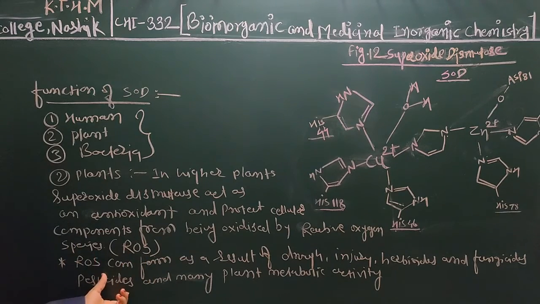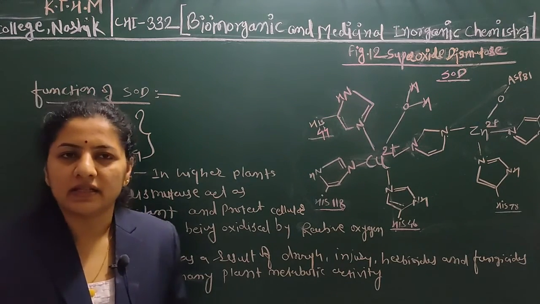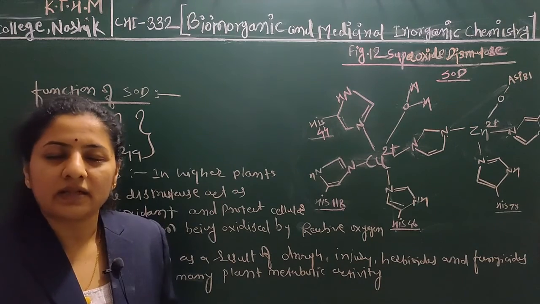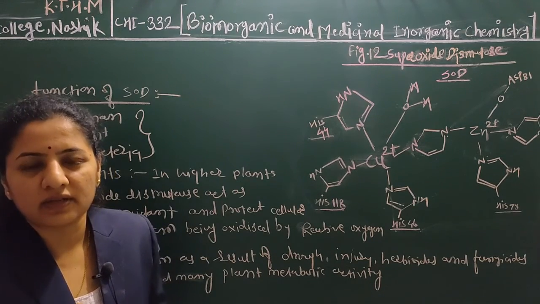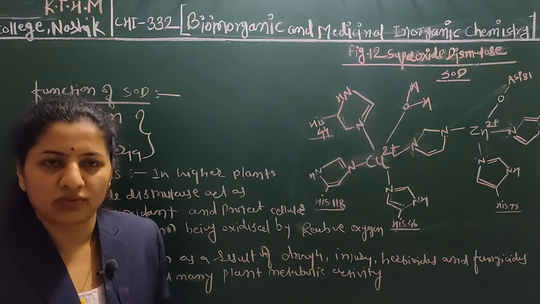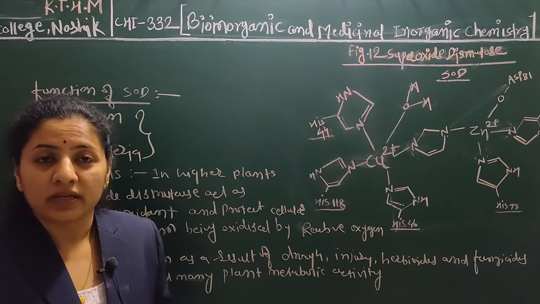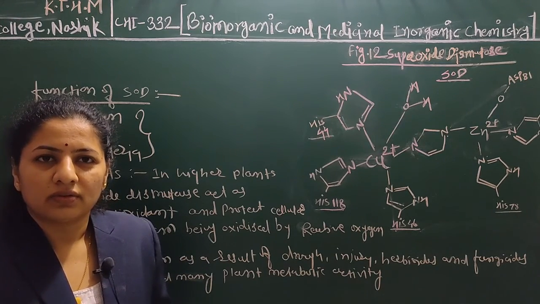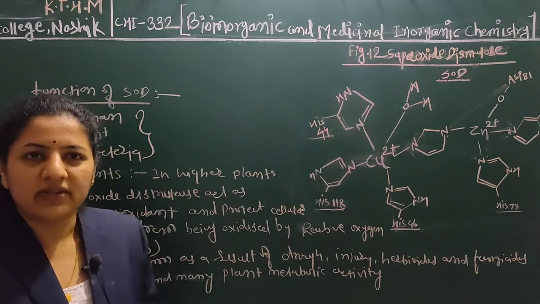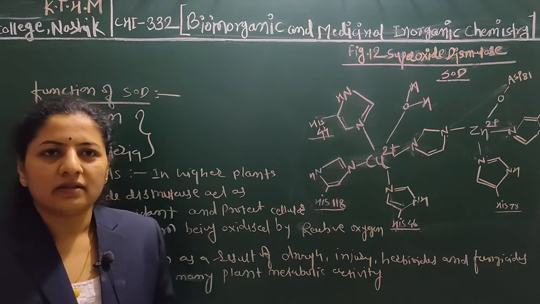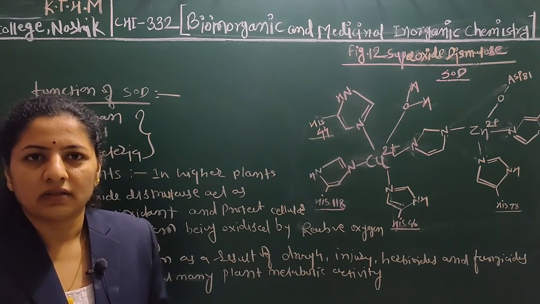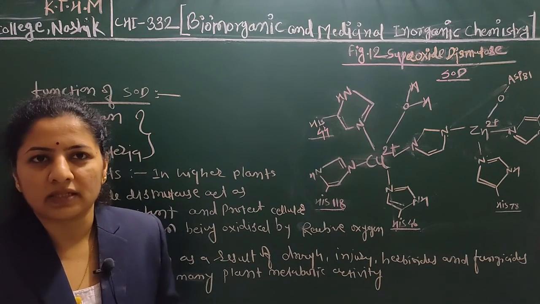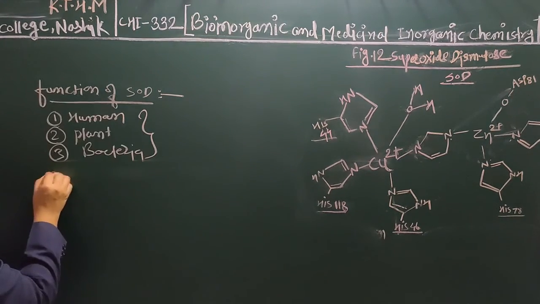As we know that superoxide dismutase can catalyze the dismutation of superoxide, which is converted into ordinary oxygen and H2O2, that is hydrogen peroxide. So it is a less damaging species. Now let's discuss the function of superoxide dismutase in bacteria.